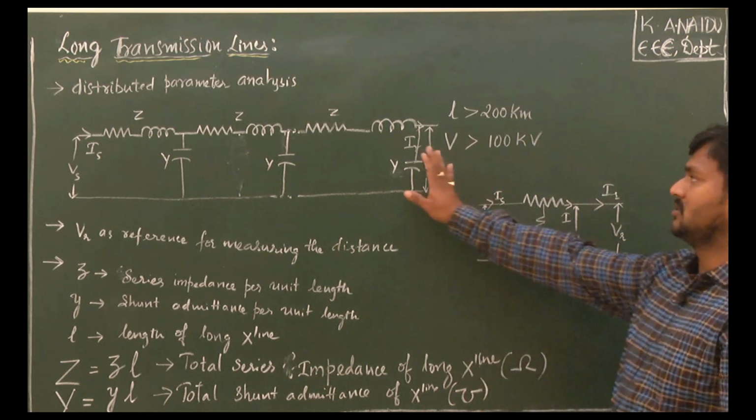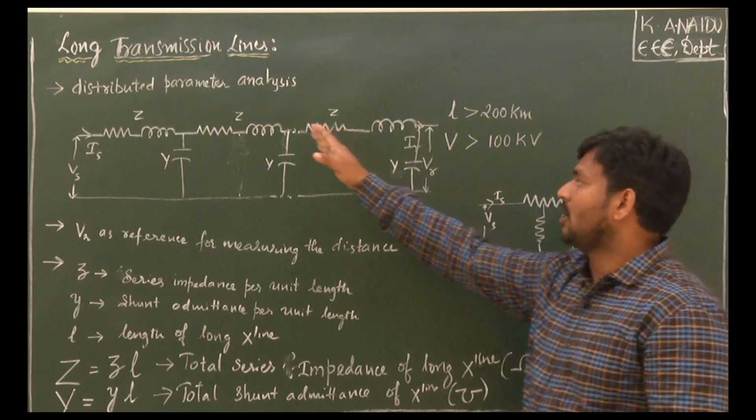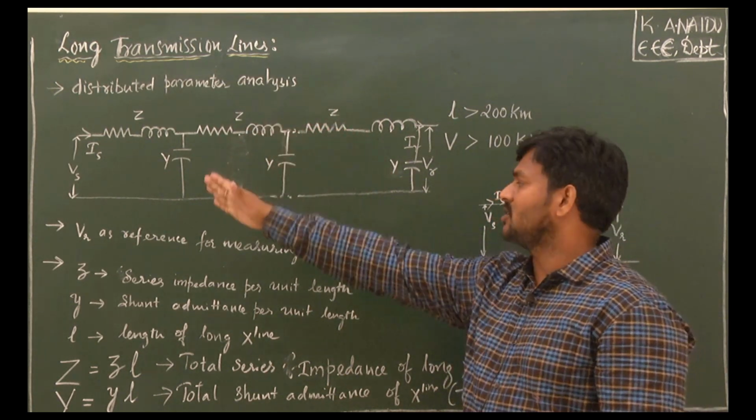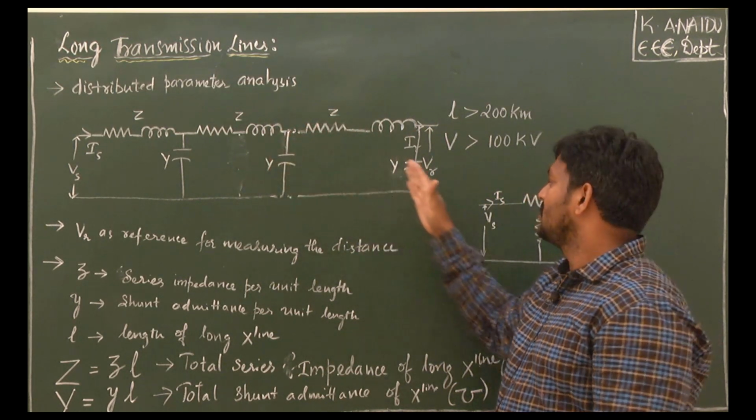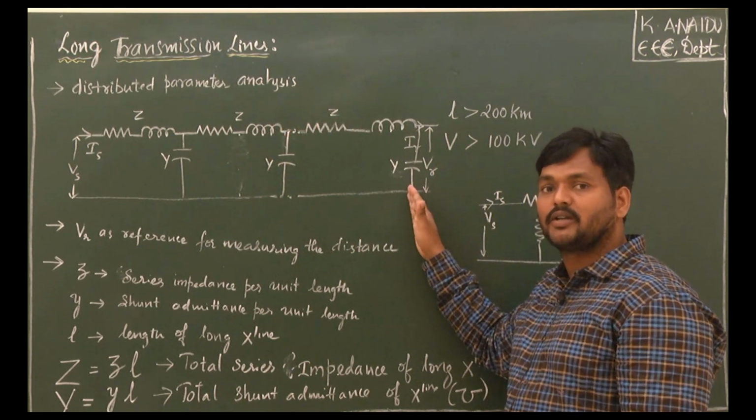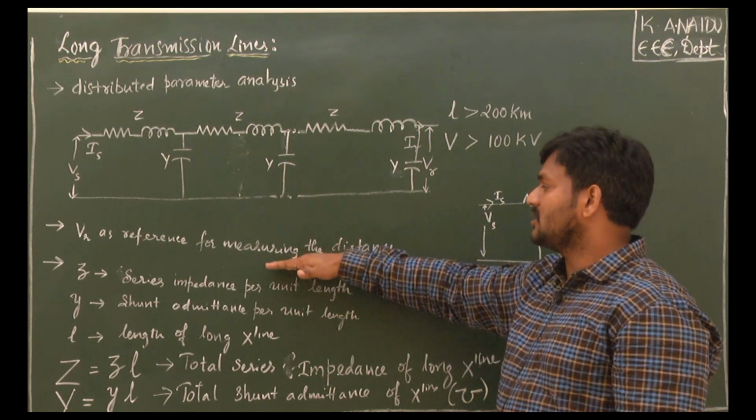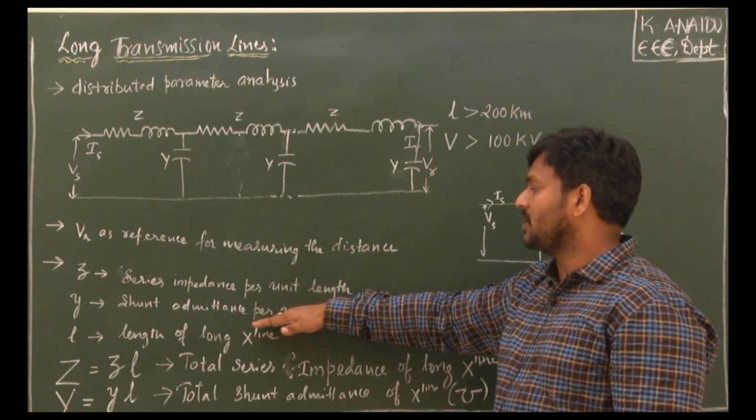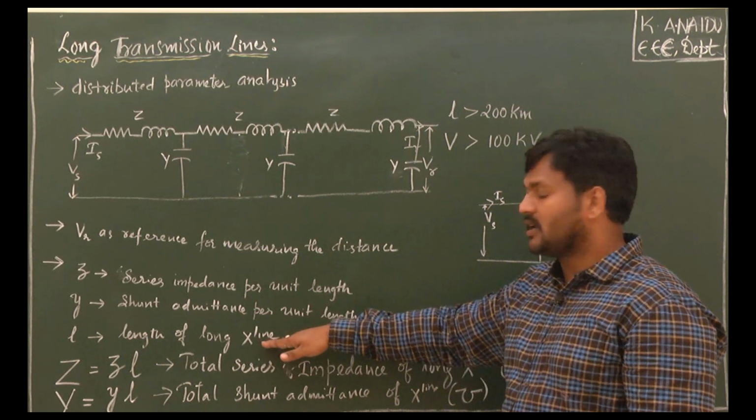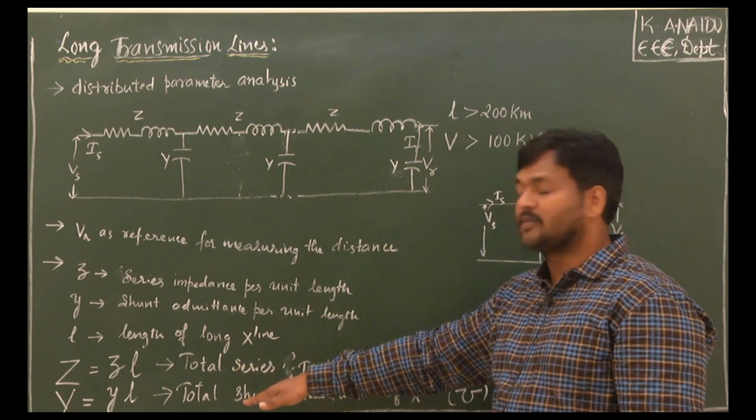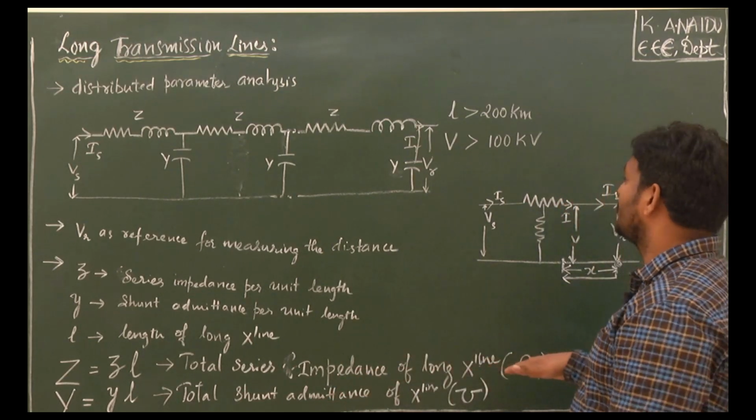So to summarize, we are doing the distributed parameter analysis for a long transmission line. All the series and shunt parameters are distributed throughout the length of the line. You cannot take them as lumped parameters. The receiving end is taken as a reference point for measuring the distance of the length of the transmission line. VR is taken as reference. Small z, small y denote the series and shunt parameters per unit length. L is the length of transmission line. Capital Z and capital Y denote the total series impedance and shunt admittance respectively.